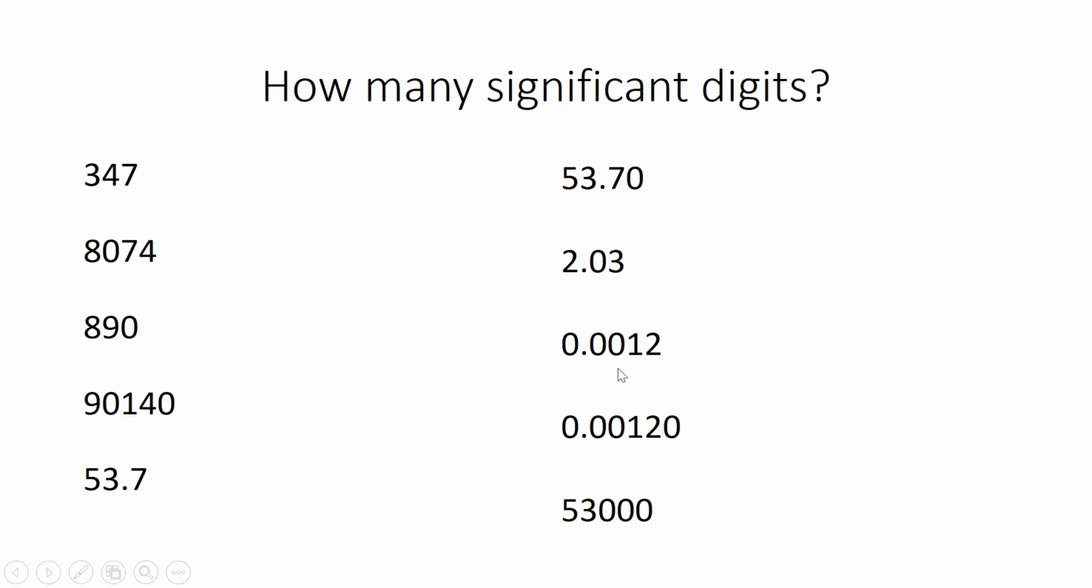In this number, these zeros are after the decimal, but they're not trailing. They're not at the end of the number, so they're not significant. So only 2 significant digits in this number. But in this number here, again, these 2 zeros are not significant, but the final one is a trailing 0, so it is significant, and it's after the decimal. So 3 significant digits here.